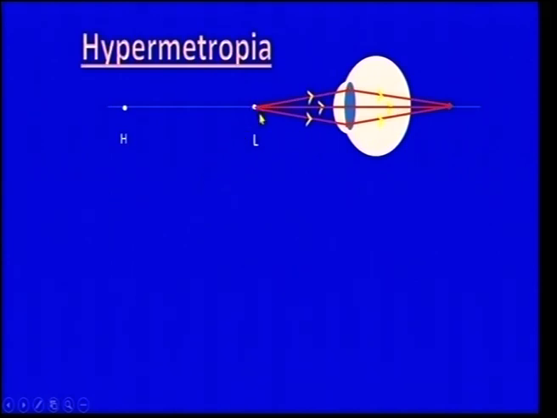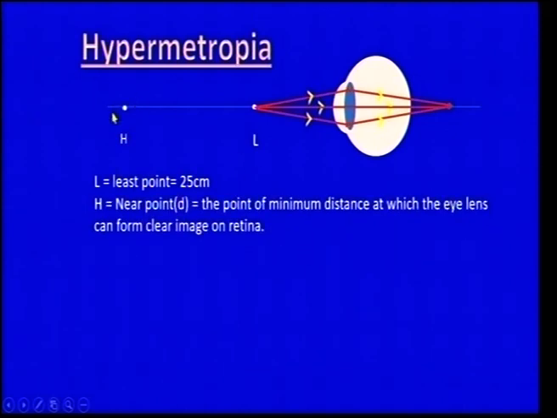When the object is at the least distance, the image forms behind the retina. Here the minimum focal length is greater than 2.27 centimeters, so that's why the image is formed behind the retina. Here L is the least distance, that is 25 centimeters, and H is the near point. The near point means the point of minimum distance at which the eye lens can form a clear image on the retina.